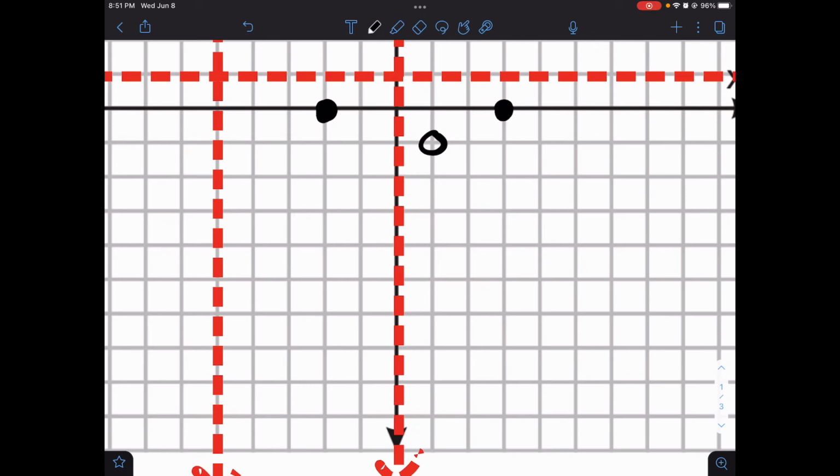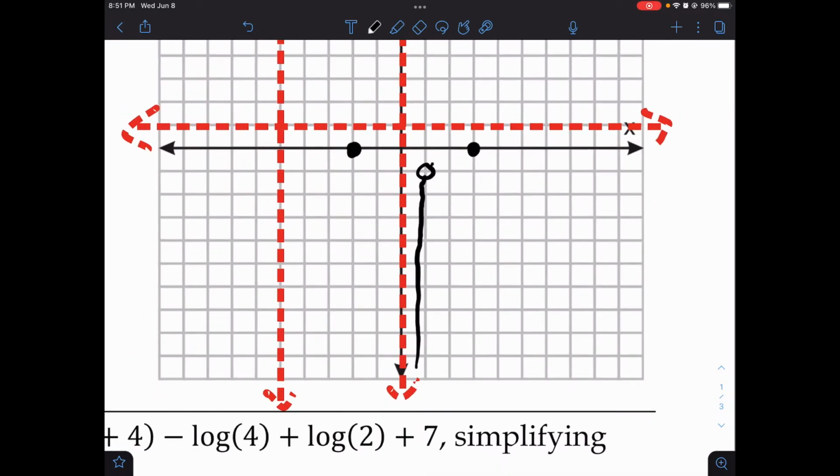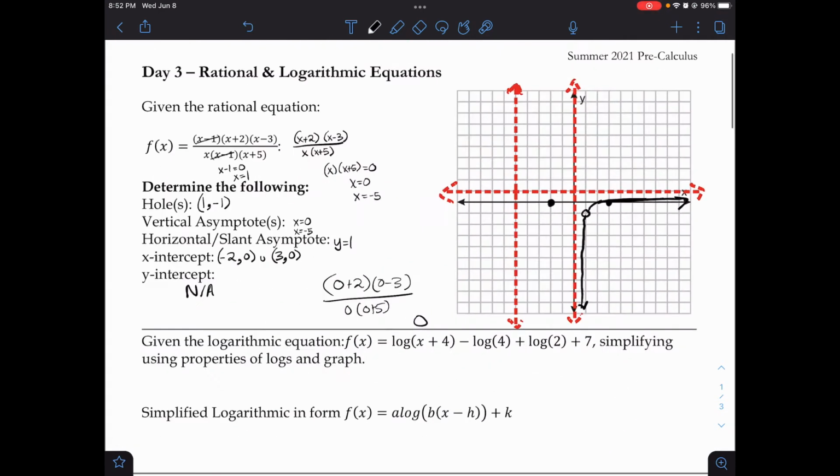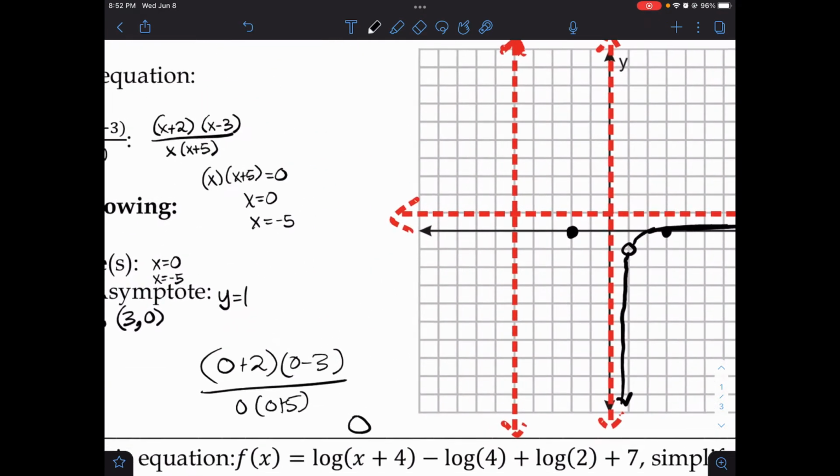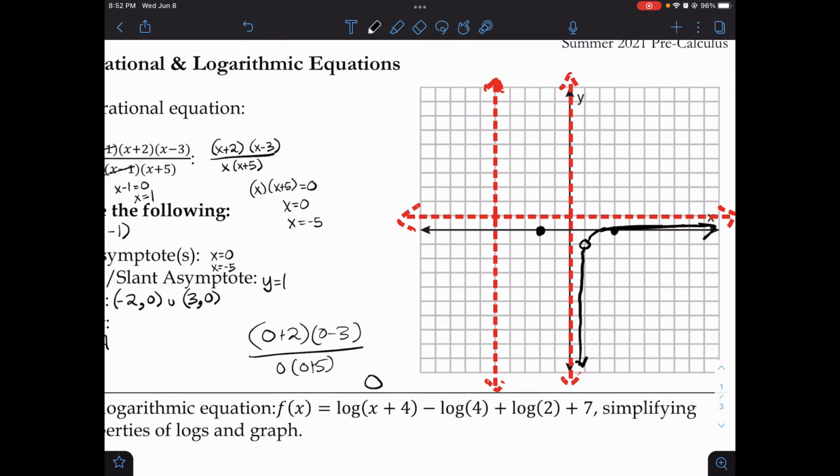So okay, something like that. So it's approaching our horizontal asymptote. Okay. Now let's figure out whether our graph on the left side is right here or right here. So we can do that by plugging in a point.